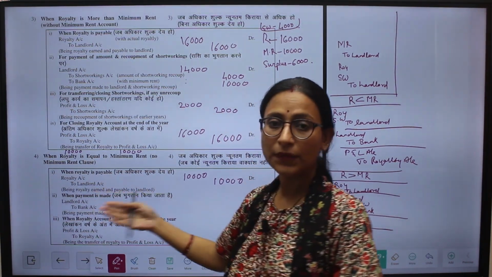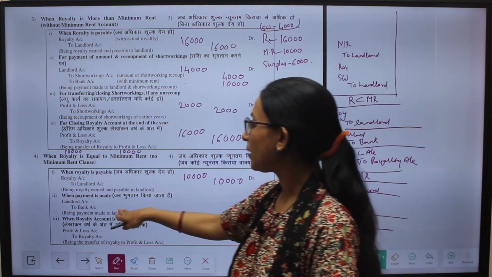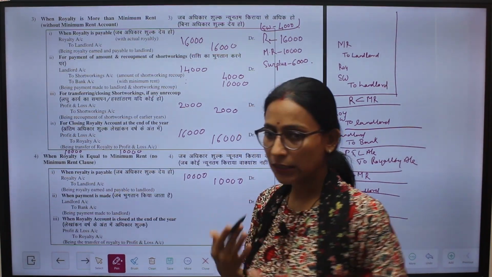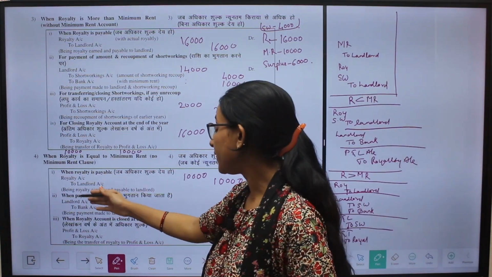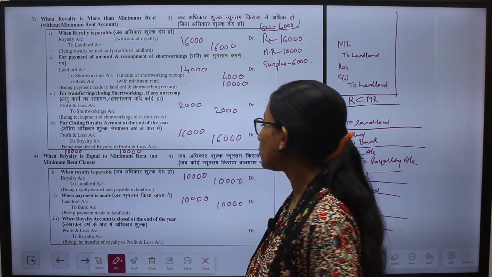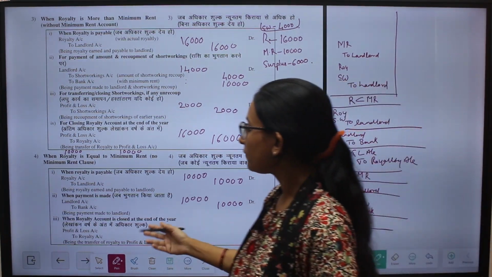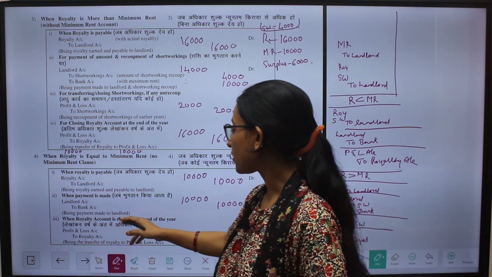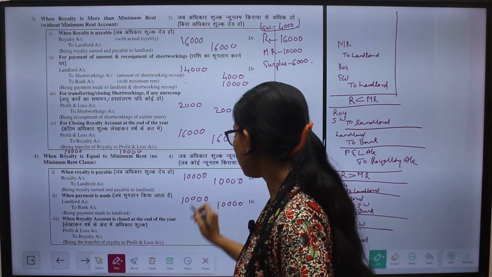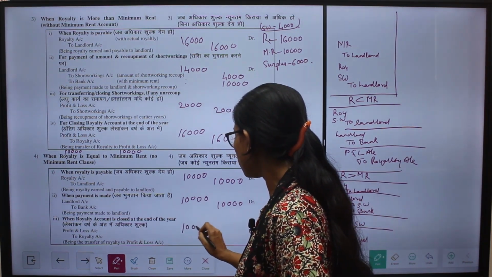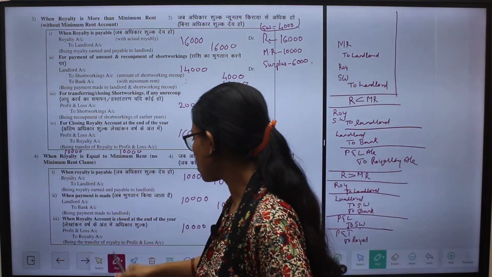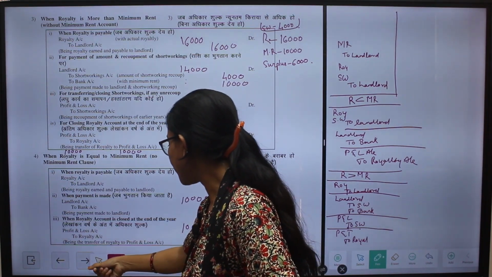Then after making the due amount entry, we will make the payment to the landlord. Here the landlord was credited. Now because we are making him the payment of the royalty, we will debit him with rupees 10,000 and credit the bank account with rupees 10,000. After this, the entry will be the transferring entry. The royalty account we will transfer at the end of the year to the profit and loss account. So the amount will be the same, 10,000 rupees. P&L account will be debited and royalty account will be credited. So this is the third situation, when the royalty is equal to minimum rent.